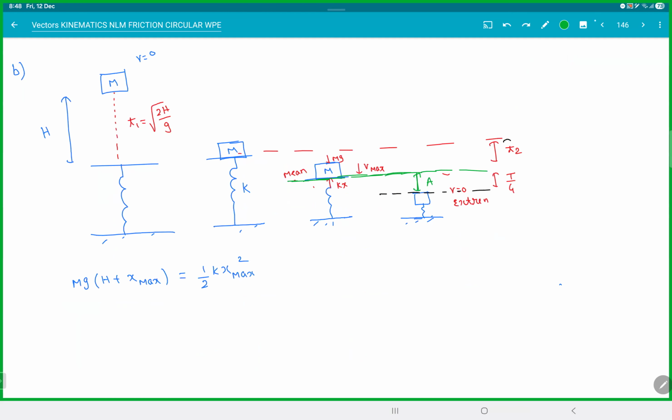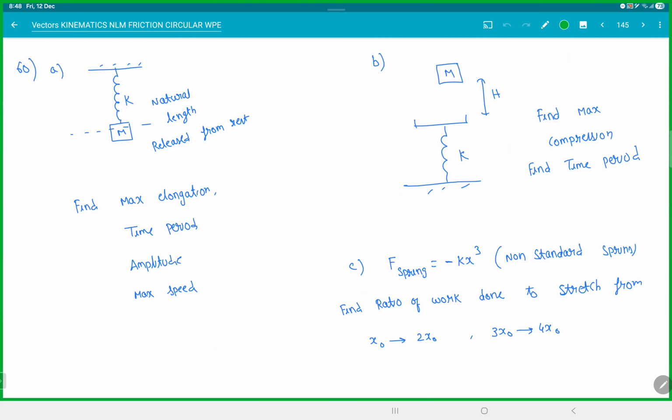What about the third one? The spring force is minus kx cubed. Find the work done, ratio of work done to go from x naught to 2x naught and 3x naught to 4x naught. A straightforward mains or a CT level question would be, they'll give you a standard spring.